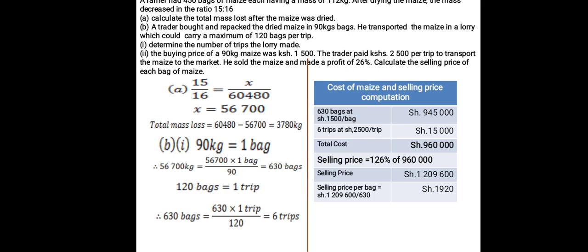A farmer had 450 bags of maize, each having a mass of 112 kilograms. After drying the maize, the mass decreased in the ratio of 15 to 16. Calculate the total mass lost after the maize dried.